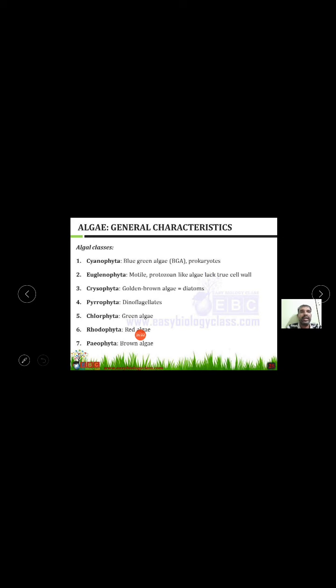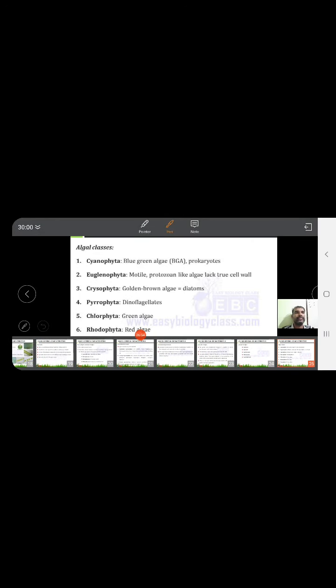Then Pyrrophyta, dinoflagellates, which have two different types of flagella. Chlorophyta, Chlorophyceae members, belong to the green algae. Rhodophyta belongs to the red algae, which have chlorophyll a and chlorophyll d. And Phaeophyceae, Phaeophyta, the brown algae, which appear brown in color.